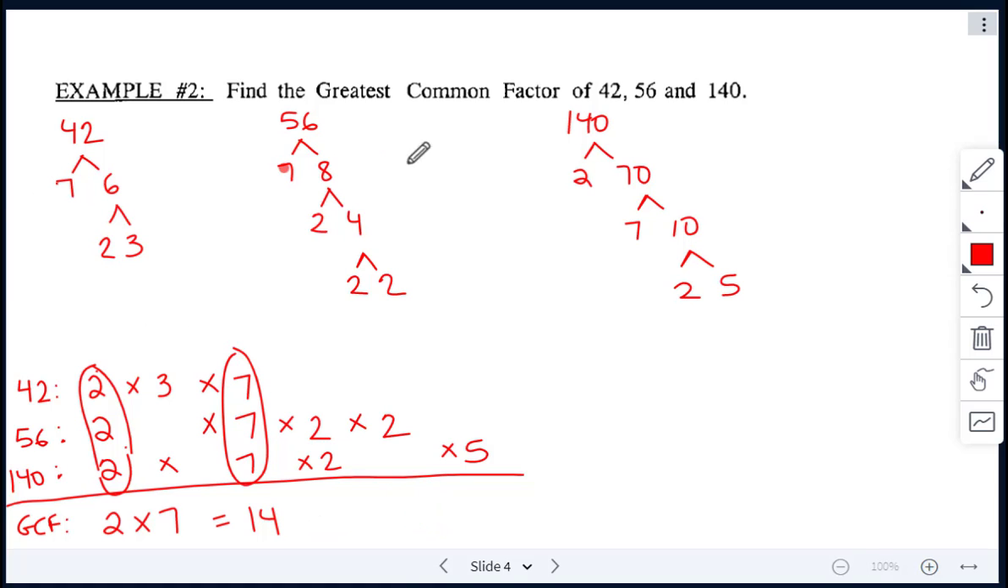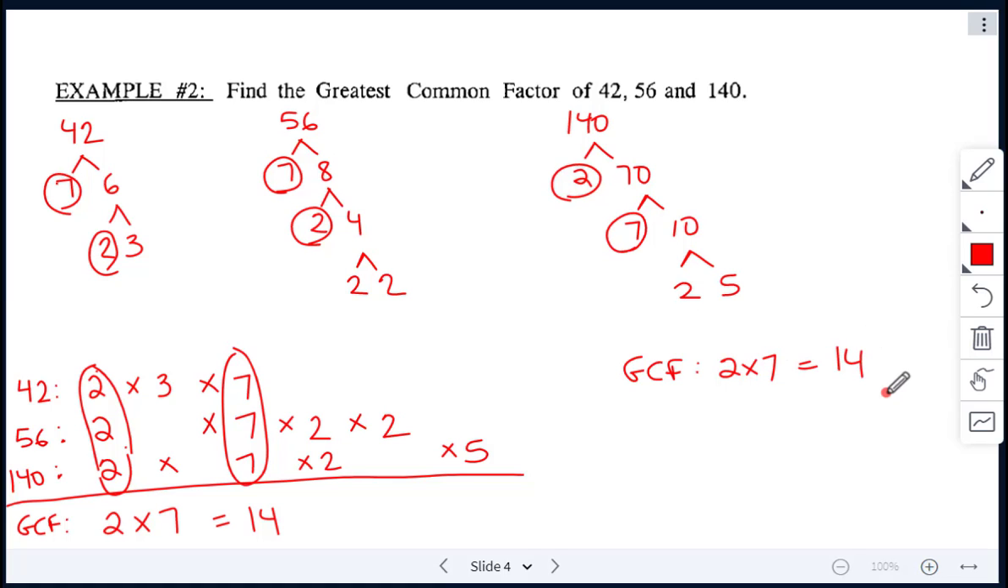Now we can do the same thing here. If we see a common number here, we see the 7, 7, and we have a 7. And then we have a 2, 2, and 2. So same sort of deal if you were looking at just the factor tree. The GCF is 2 times 7, which is 14. All right, so the greatest common factor of 42, 56, and 140 would be 14.